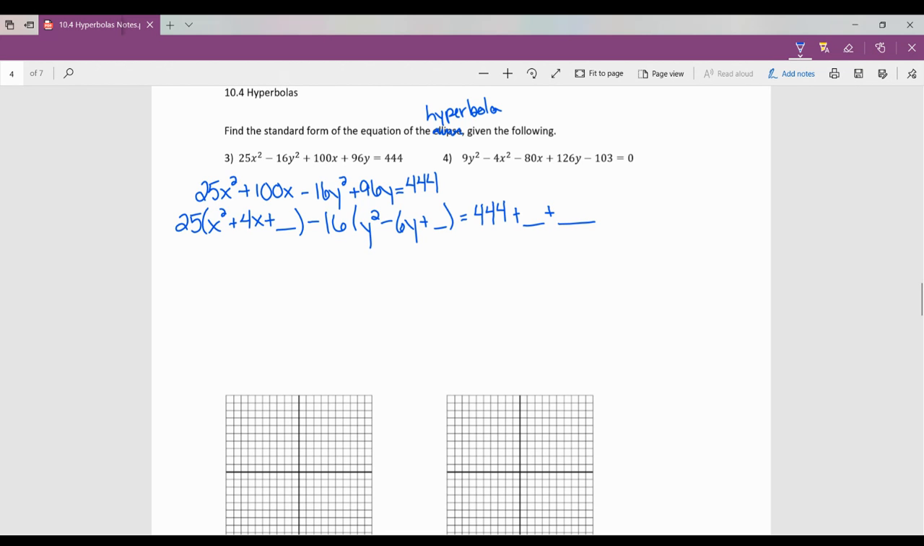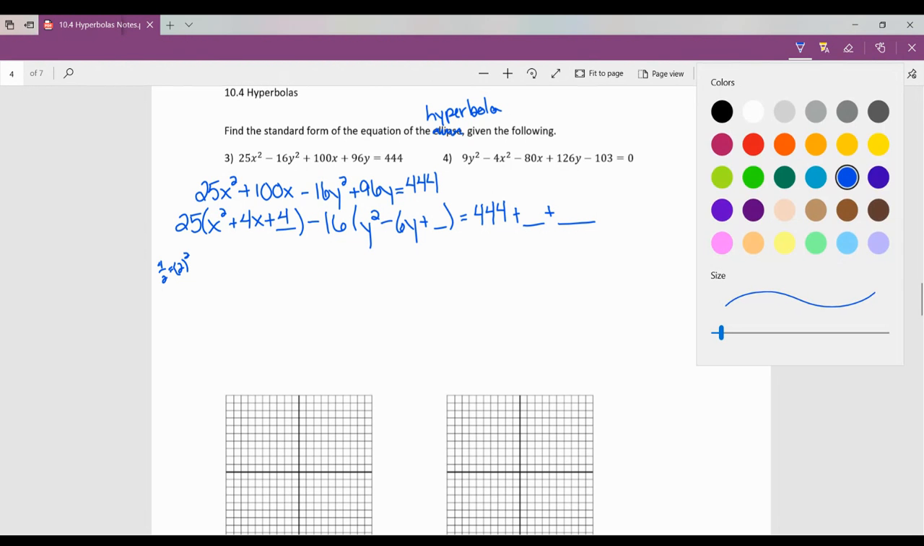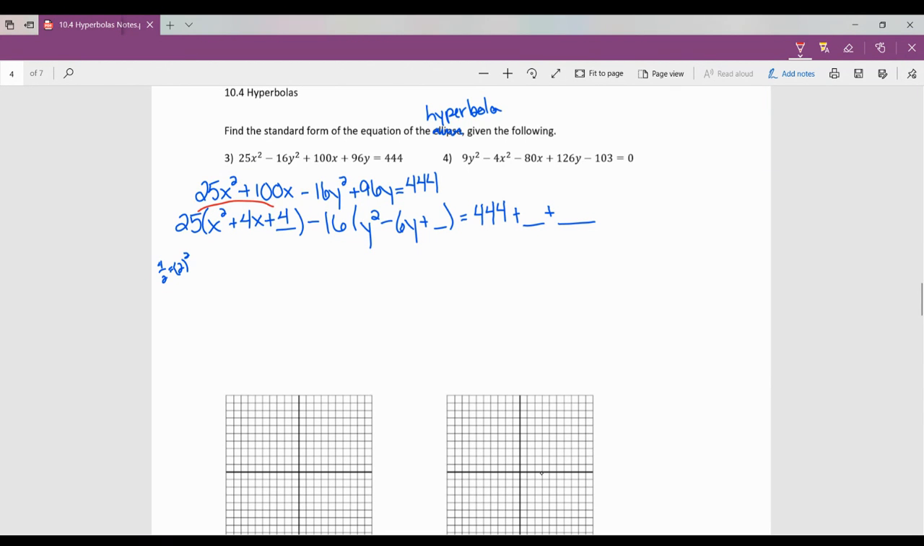All right, so now I take that middle number, I divide it by 2. 4 divided by 2 is 2. I square it. It's 4. I didn't add 4. I added, be careful, 100 to that side. So what we do to one side, we got to do the other.